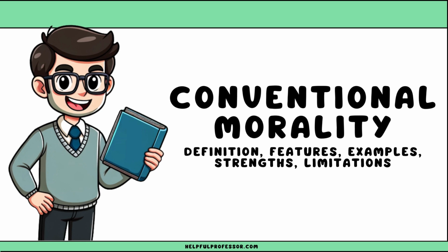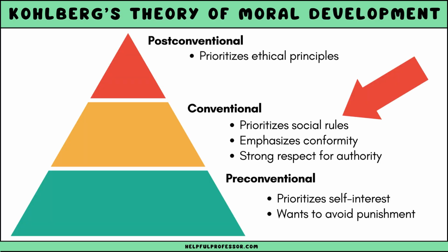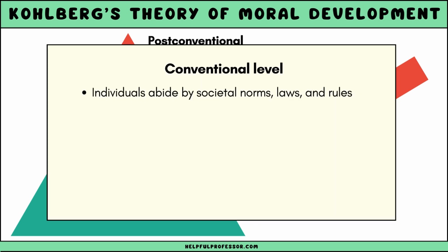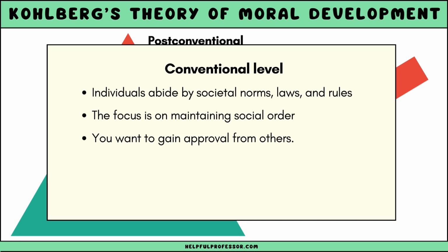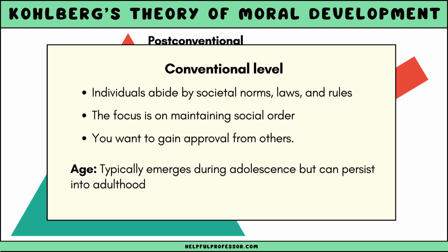Conventional morality is the second level of Lawrence Kohlberg's theory of moral development, which describes how people develop ethical reasoning through different stages. At the conventional level, individuals abide by societal norms, laws, and rules, focusing on maintaining social order and gaining approval from others. This level typically emerges during adolescence but can persist into adulthood.